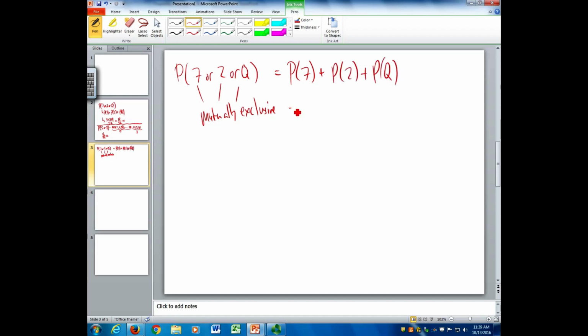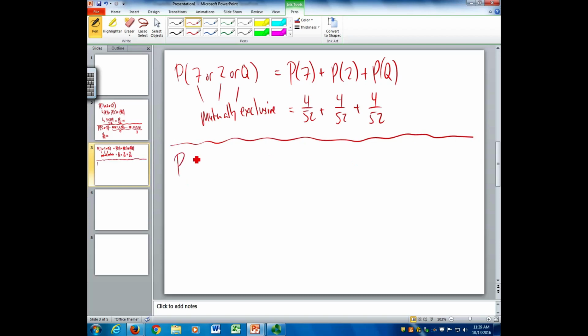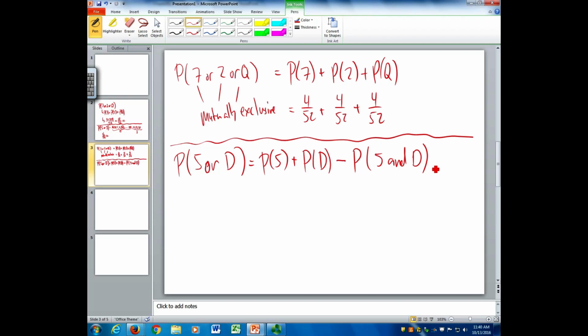Right? So probability of 7, there's 4 out of 52. Probability of 2, there's 4 of those out of 52. Probability of queens, there's 4 of those out of 52. Technically, for this other one, I don't have to necessarily list out events. I could use our formula. So the probability of 5 or diamonds should be the probability of 5 plus the probability of a diamond minus the probability of 5 and diamond. That's the general addition formula we learned yesterday.